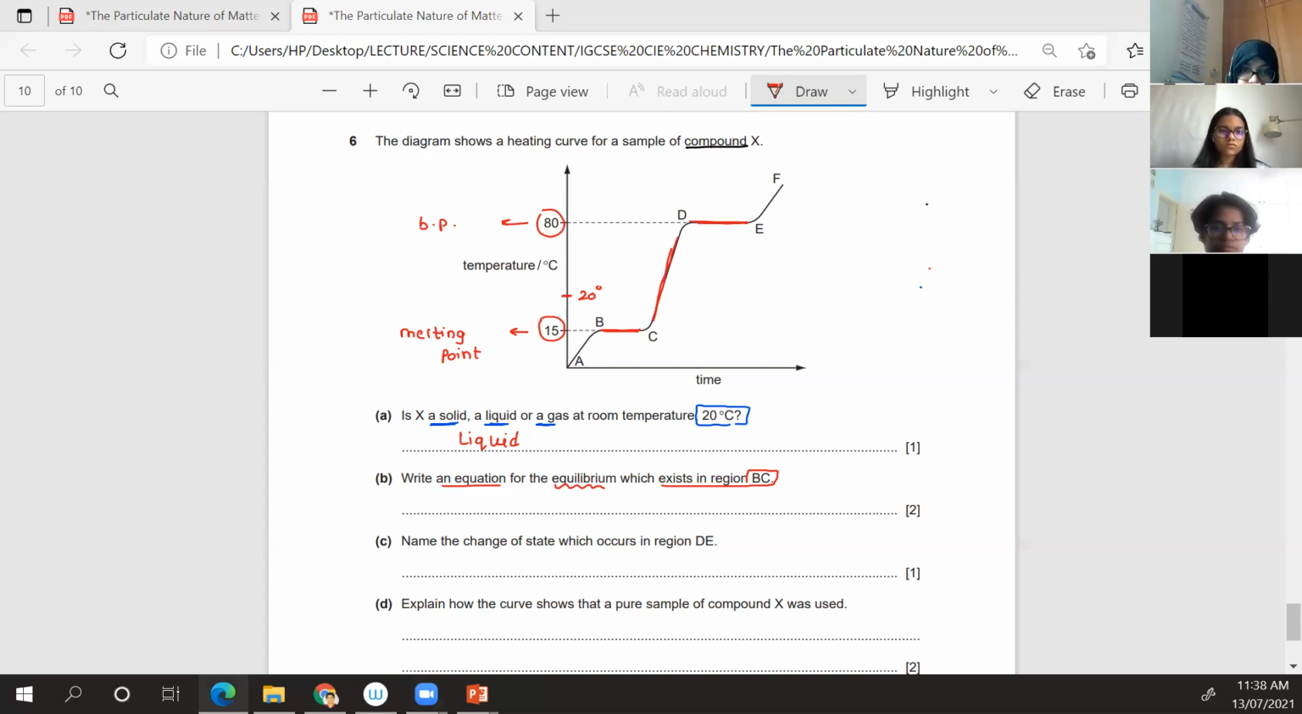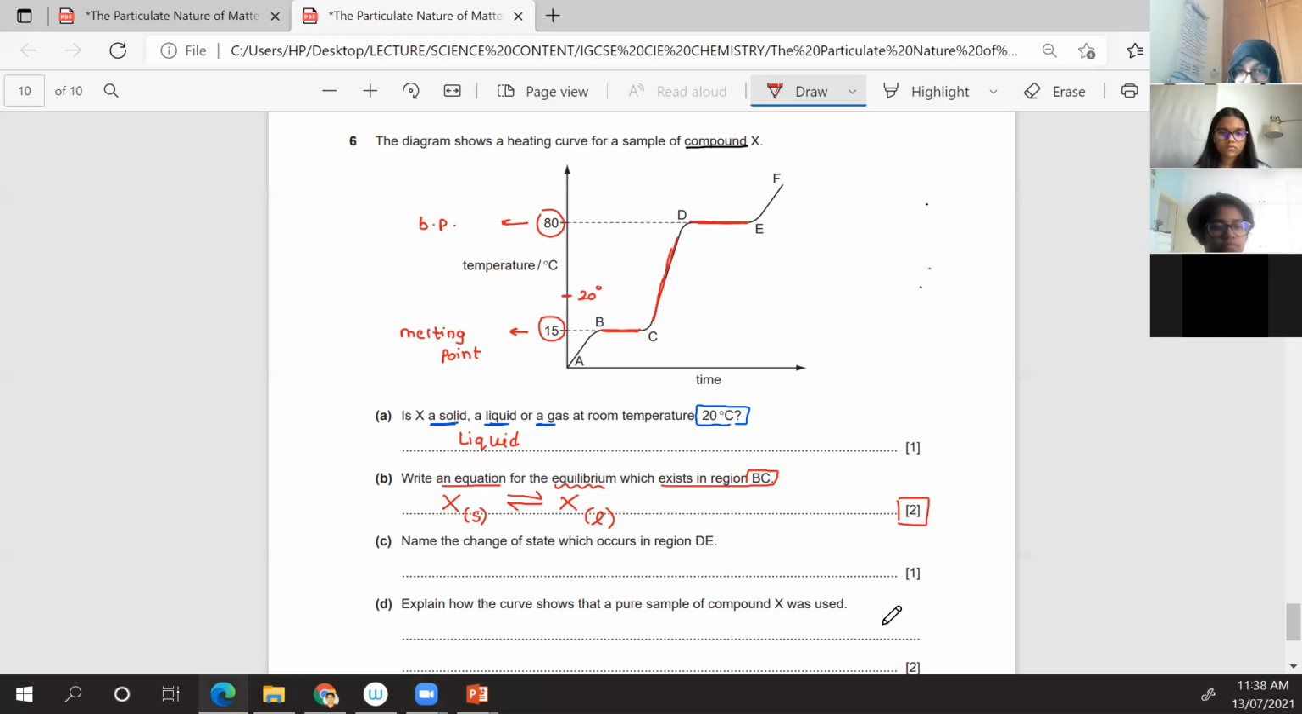So when they are talking about equilibrium, very important, it's a 2-mark question. They will not give you 2 marks for writing solid and liquid. The answer will be X solid, reversible arrow, X liquid, because they're talking about compound X. The reversible arrow has 1 mark. Remember that. It's a 2-mark question, so you have to write what is important: X solid, arrow, X liquid.